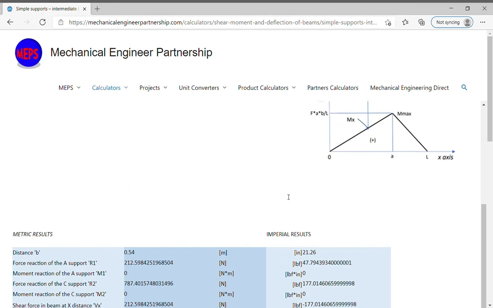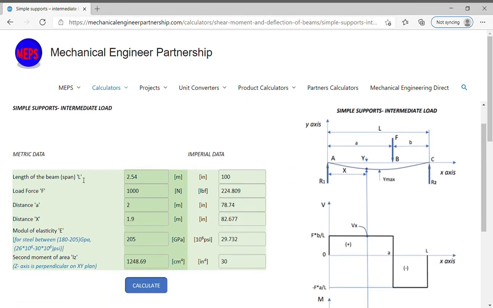Data are the length L of the beam, in meters or inches, force F, in Newtons or pound force, a distance of F force from a support, or distance between supports AC, in meters or inches, x, distance in meters or inches. In this calculation we have the xy plane as in the figure, and the z-axis perpendicular to the xy plane. Modulus of elasticity E in gigapascal or psi, and the second moment of area in this case is in centimeter to the fourth power or inch to the fourth power.